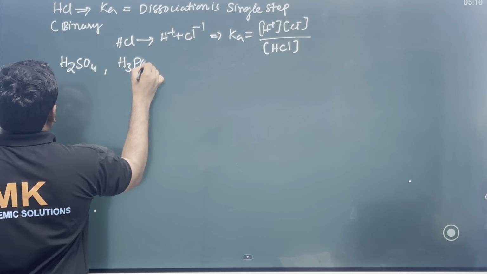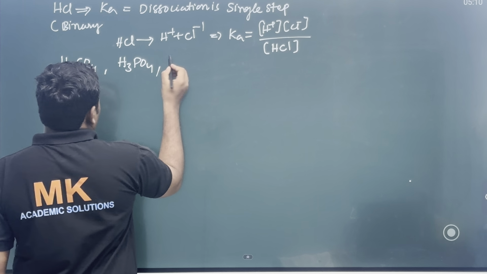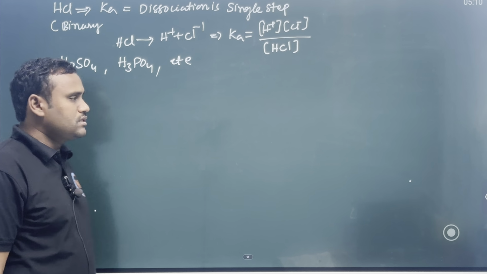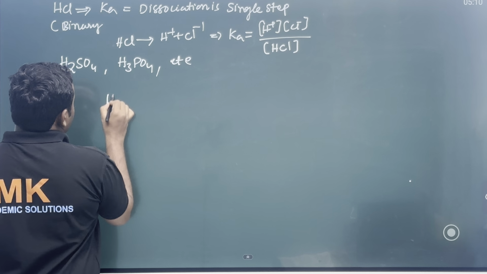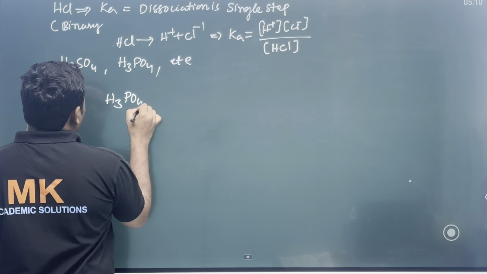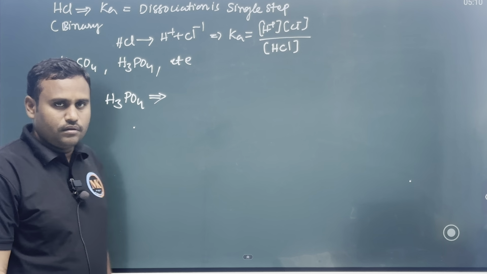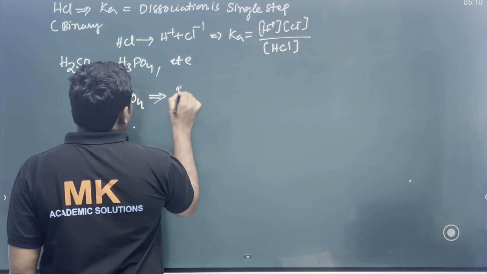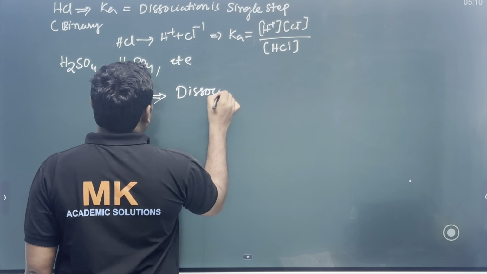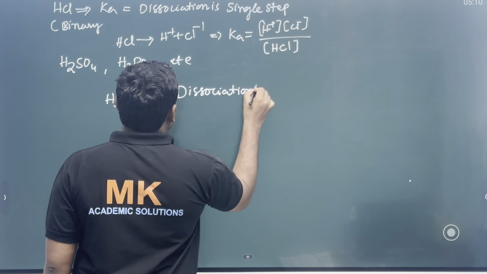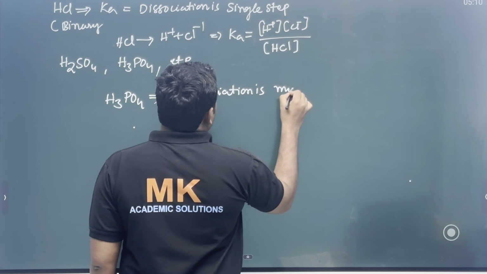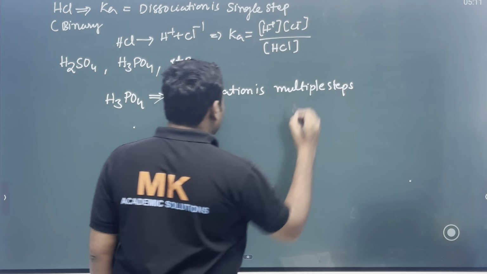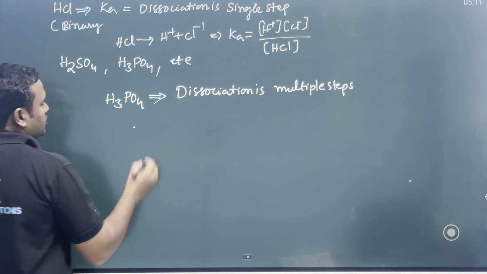H3PO4, etc. For these, how are we going to find out the dissociation constant? Take H3PO4. Here dissociation is not a single step; it takes place in multiple steps. Dissociation is in multiple steps. So here, H3PO4.